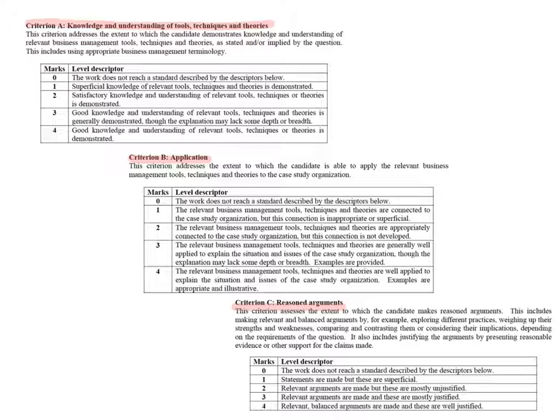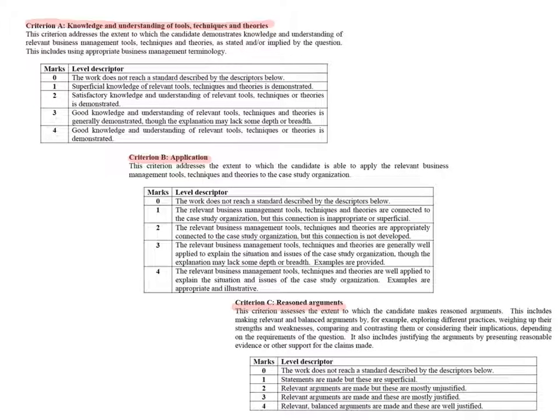For achieving higher marks in criterion A, the candidate needs to demonstrate good knowledge and understanding of relevant tools, techniques, or theories. For achieving higher marks in criterion B, the candidate has to relate to the case study. The relevant business management tools, techniques, and theories are well applied to explain the situation and issue of the case study organization. Examples are appropriate and illustrative.